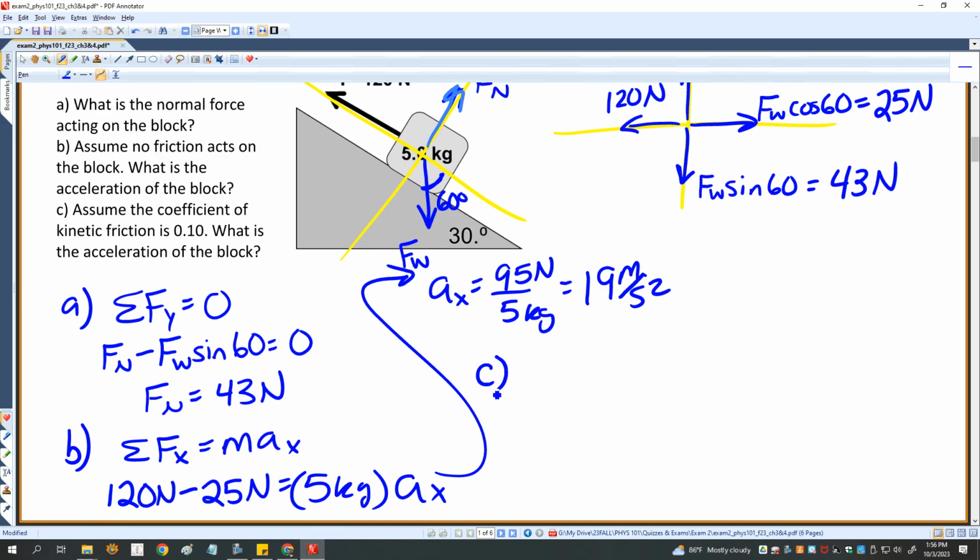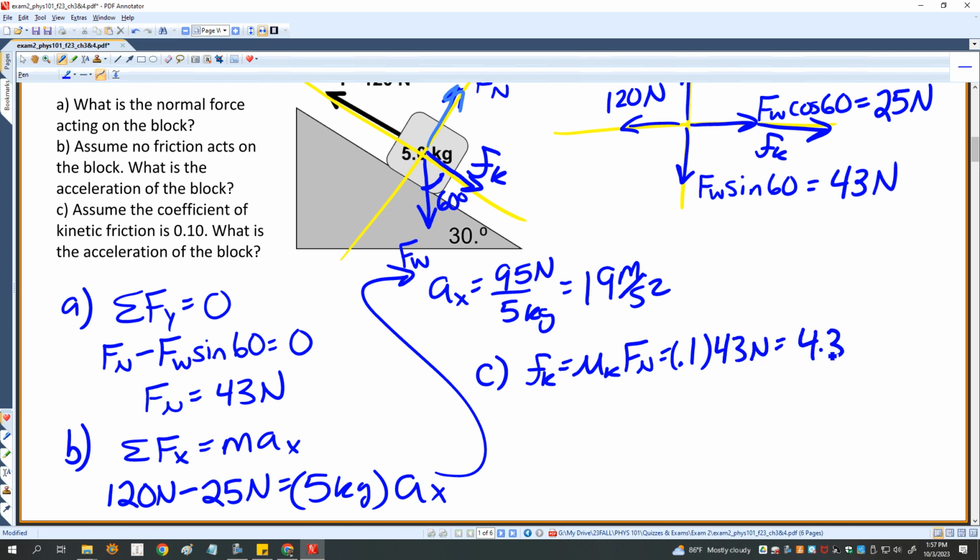And then for part C, I need to know, well, what if there's friction? In this case, there will be friction acting down the inclined plane. That's going to be my kinetic friction, and I can add that right here. So there are 2 steps here. The first thing I need to know is what is the magnitude of that kinetic friction? I know it's mu k times the normal force. I already know the normal force, and mu k is 0.1, so it's going to be 0.1 times 43 newtons, which is 4.3 newtons. That is the value of my kinetic friction.